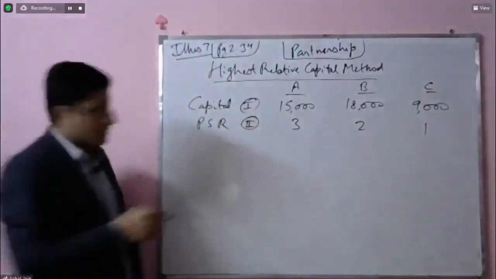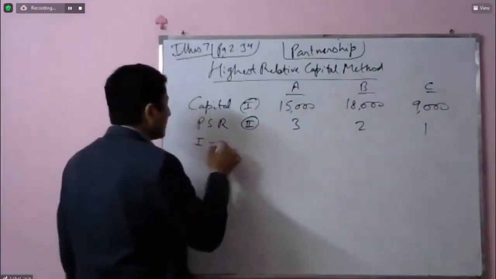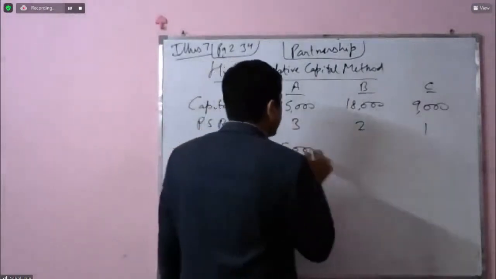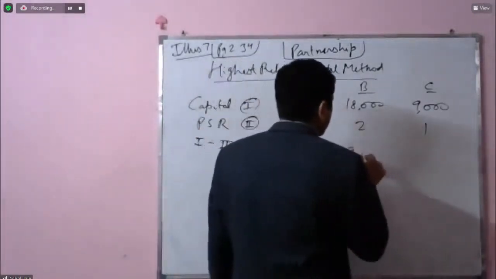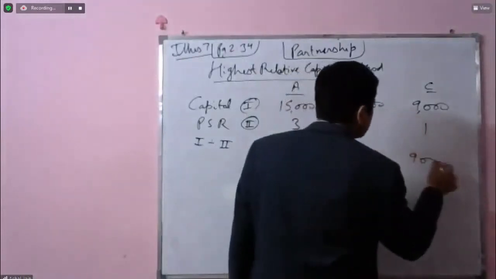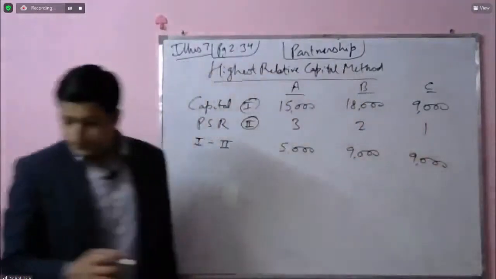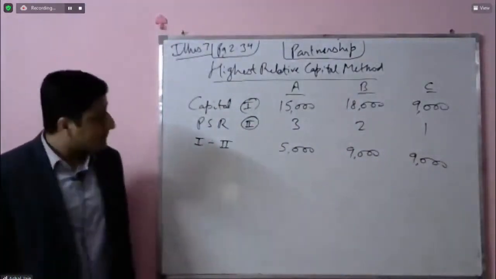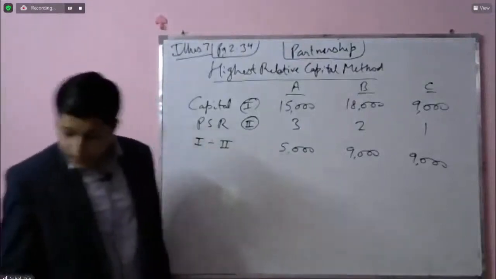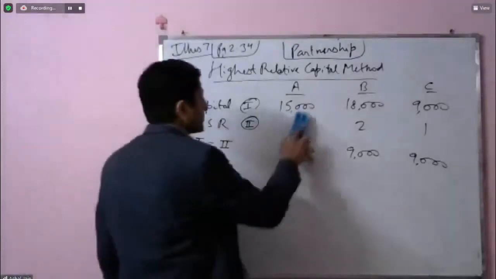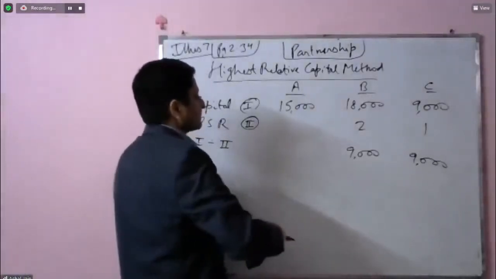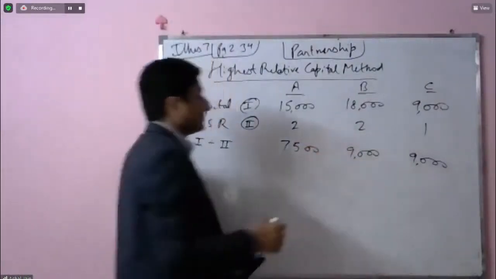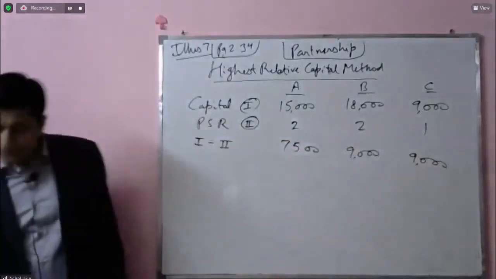Now, capital, if that is divided by profit sharing ratio, so what will it become? 5,000. What will it become? 9,000. And this will also become 9,000. Correct? Now in this case, sorry, this is 7,500. This is 2:2:1. So sorry. This is 2 and therefore it is 7,500.